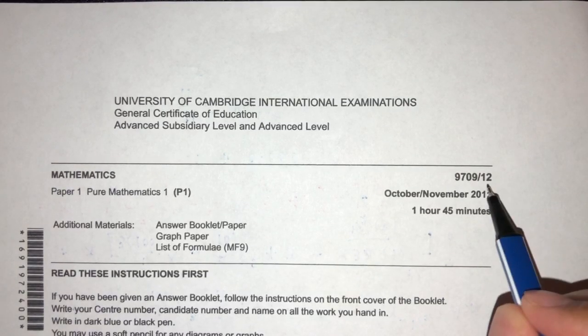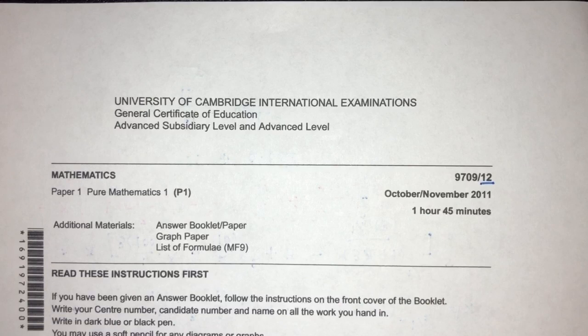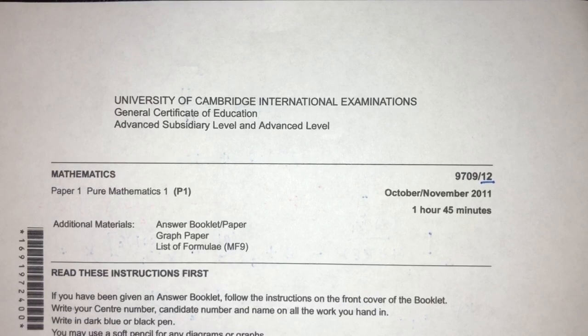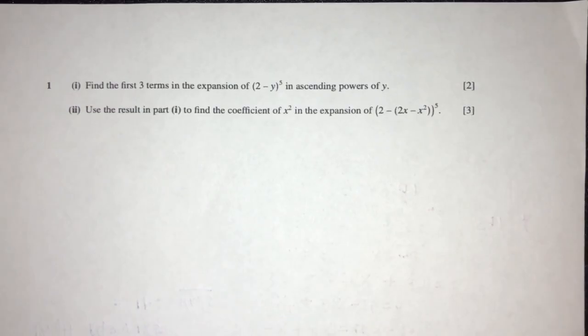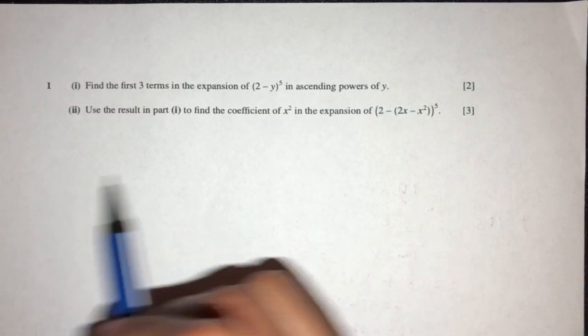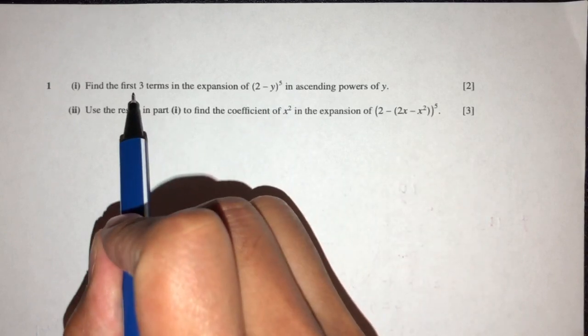This one is paper 1-2 of October-November 2011. Now, with that being said, let's move on to question number 1. Here we have to find the first three terms of this expansion in ascending powers of x. Pretty easy. Let's first expand this, and we just need the first three terms.